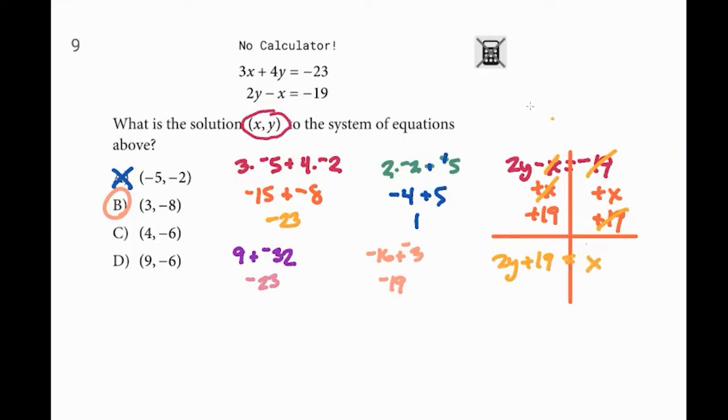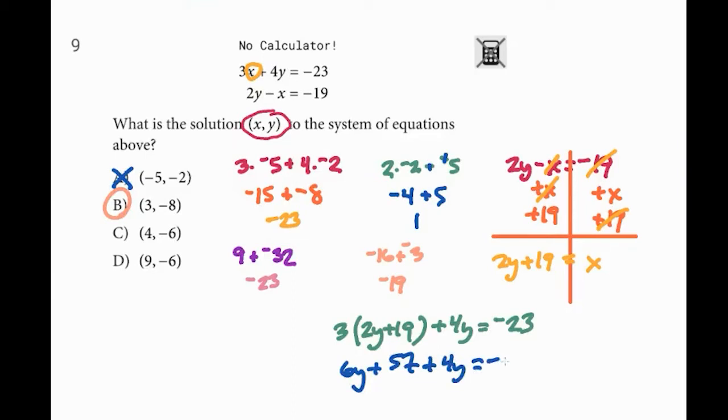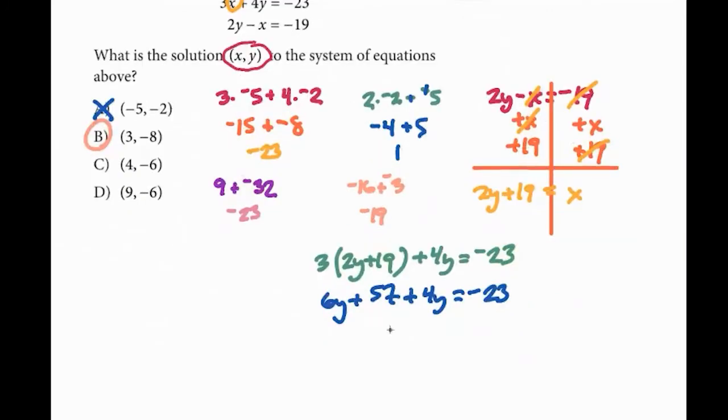Now you can take this x and plug it into the first equation's x right there. So now it's going to be 3 times x, which is 2y plus 19, plus 4y is equal to negative 23. Distribute this out, and you're left with 6y plus 57 plus 4y is equal to negative 23. As you can see, this is way more work than just testing the numbers. You're going to have 10y if you add these.